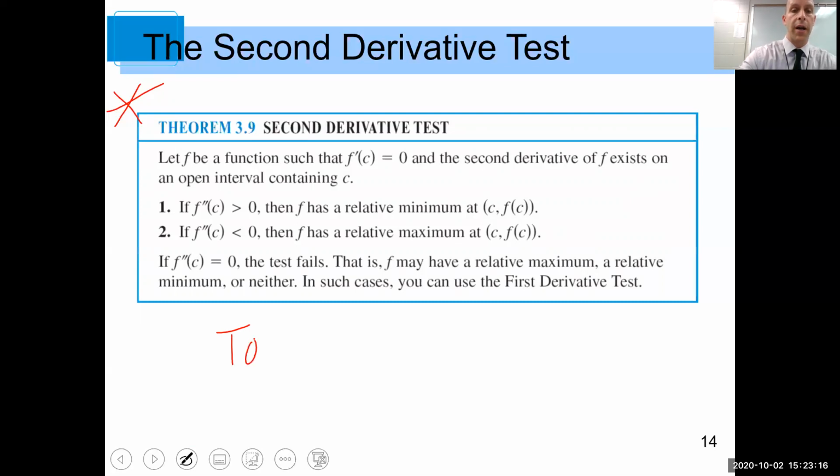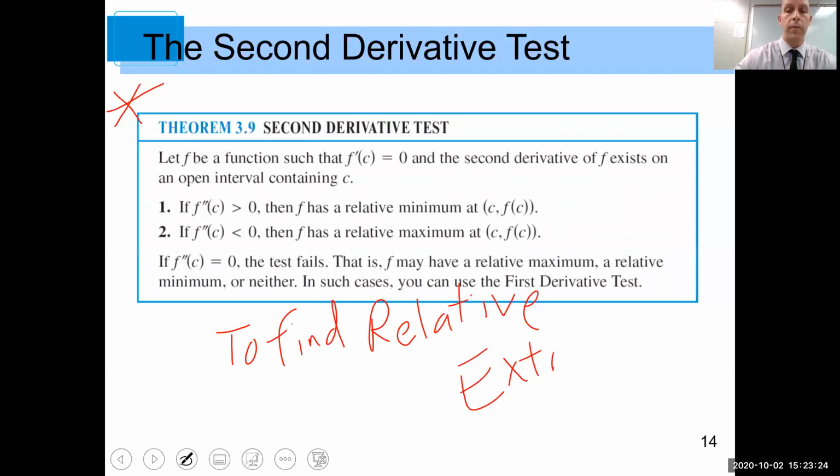This is to find relative extrema. Here's how it goes. Let f be a function such that the first derivative is equal to 0. By the way, if the first derivative is equal to 0, we know that's a critical number. And we need the second derivative to exist. If these two conditions are met, then here's what we got.